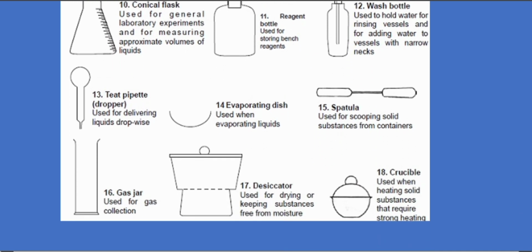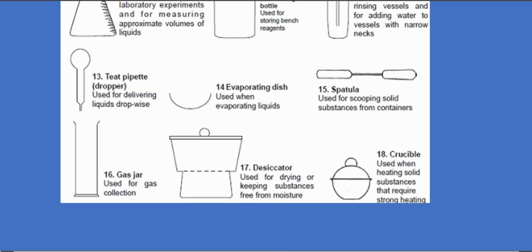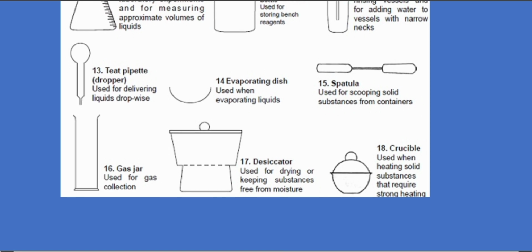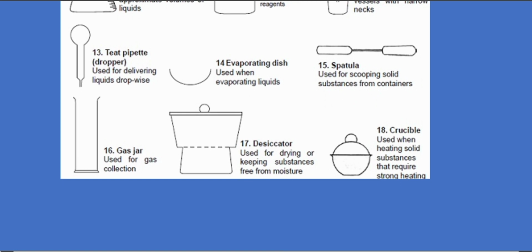Then we have the gas jar, used for gas collection. We have the desiccator. It's used for drying or keeping substances free from moisture. We have the crucible, used for heating solid substances that require strong heat.